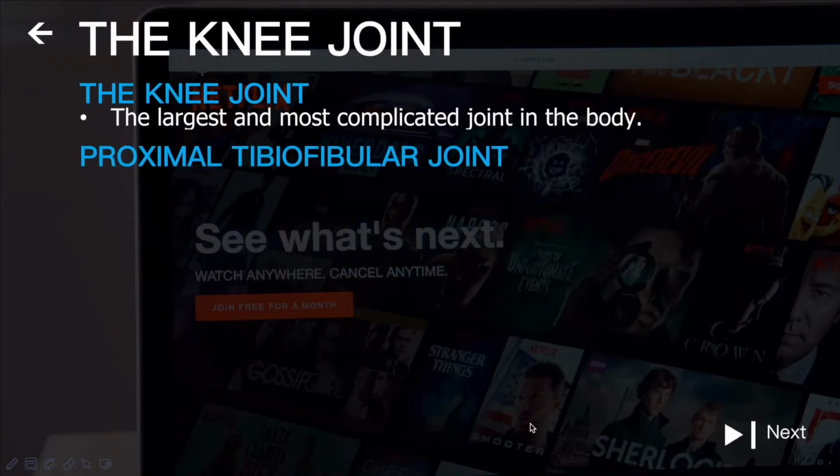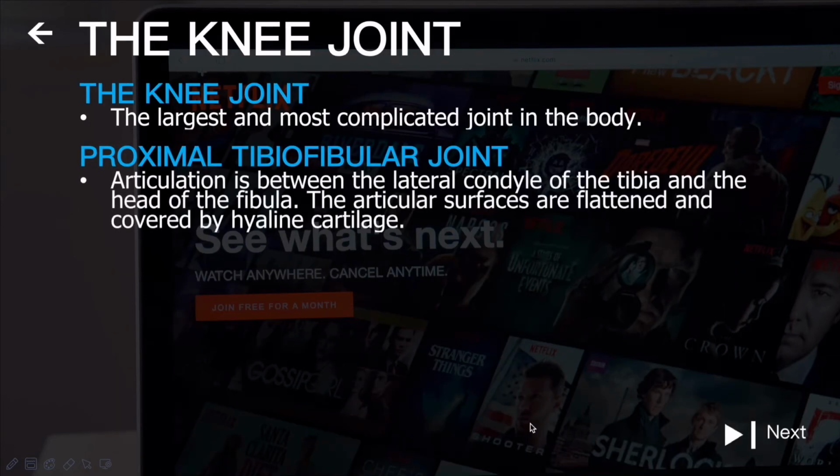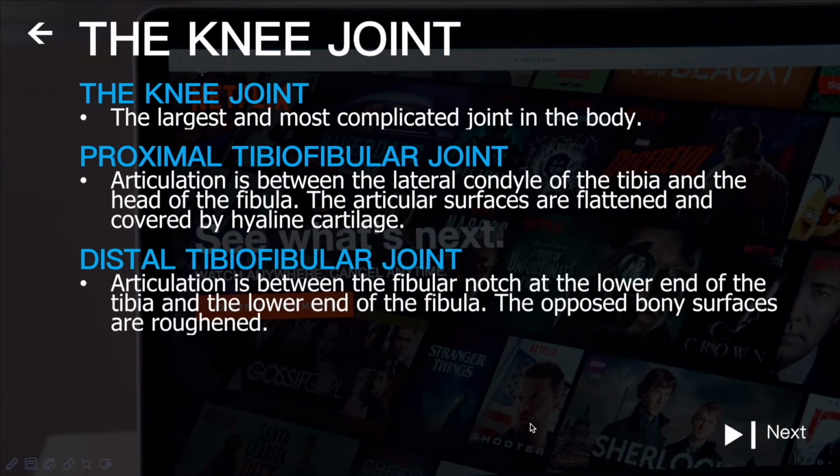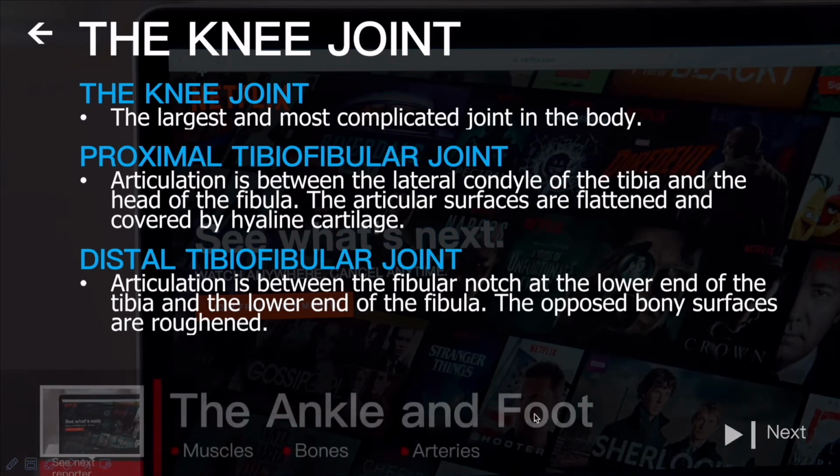Proximal tibiofibular joint. Articulation is between the lateral condyle of the tibia and the head of the fibula. The articular surfaces are flattened and covered by hyaline cartilage. Distal tibiofibular joint. Articulation is between the fibular notch at the lower end of the tibia and the lower end of the fibula. The opposed bony surfaces are roughened.